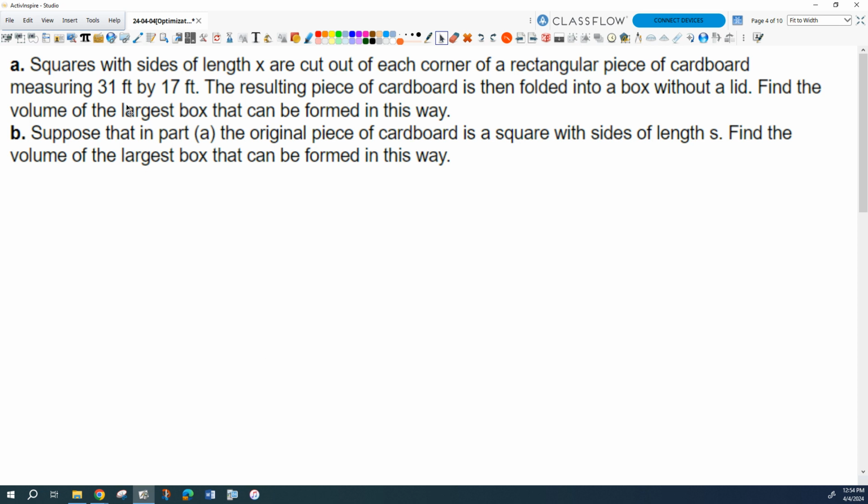So one like this, if it's 31 by 17, it's no big deal. Then you just have 31 minus 2x, right? And so that's part A. What do you do with part B? Well, in part B, they tell you that the side lengths are S. That's all they tell you. It's a square. They don't tell you what they are, but they're just S. So find the volume of the largest box that can be formed in this way. Yeah, so your answer is going to have an S in it, right? Because you don't know what S is.